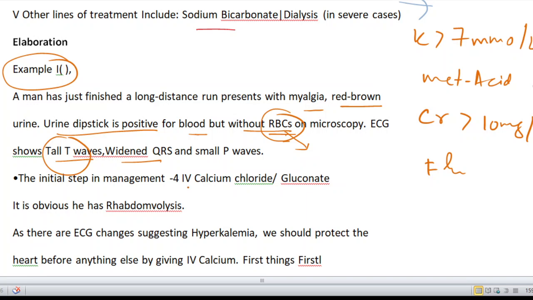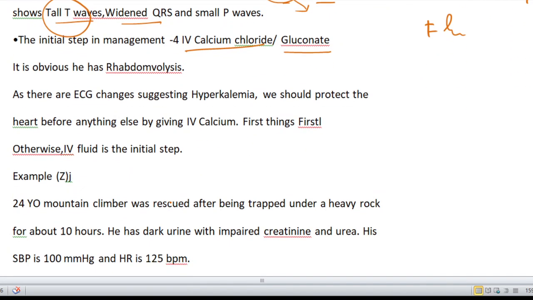So what is the initial step? Because they have mentioned a risk of hyperkalemia on the heart, you have to give cardioprotection first. The initial step of management is calcium chloride or gluconate. It is obvious that he has rhabdomyolysis, and as there are ECG changes suggesting hyperkalemia, we should protect the heart before anything else by giving calcium. First things first. Otherwise, IV fluid is the initial step. If they discuss the heart or potassium, go for calcium chloride or gluconate as the initial step.